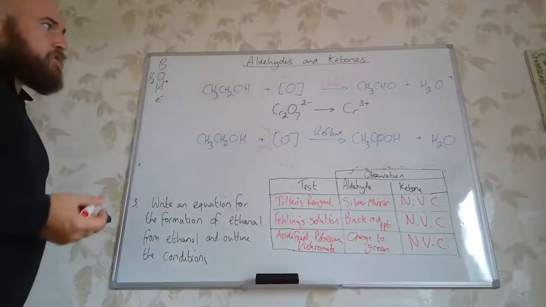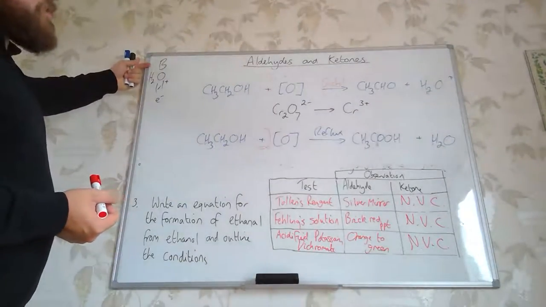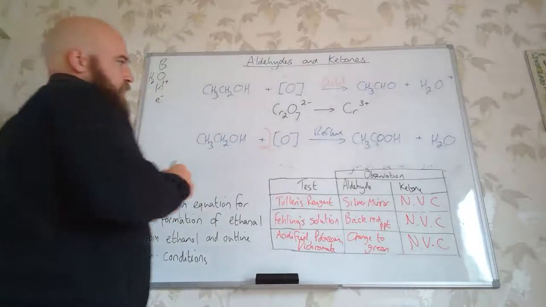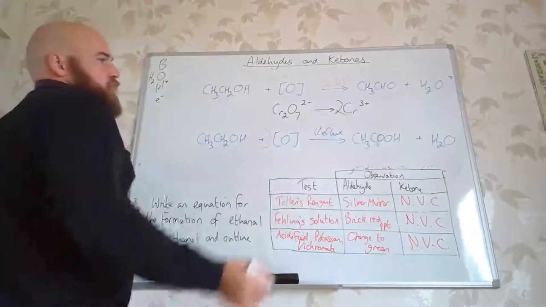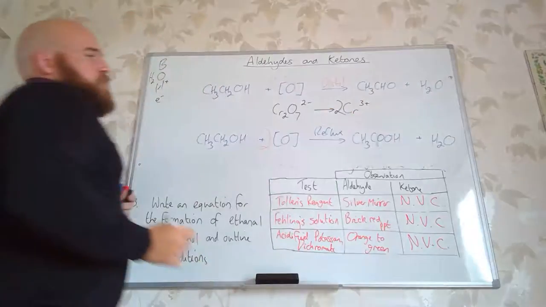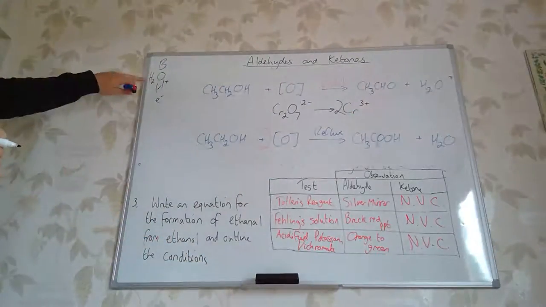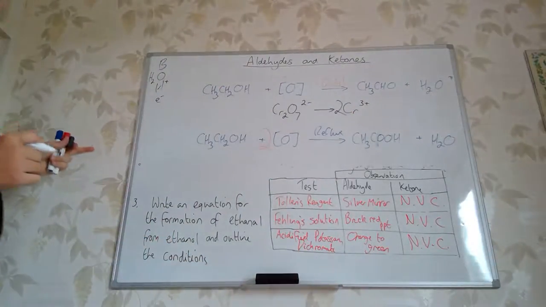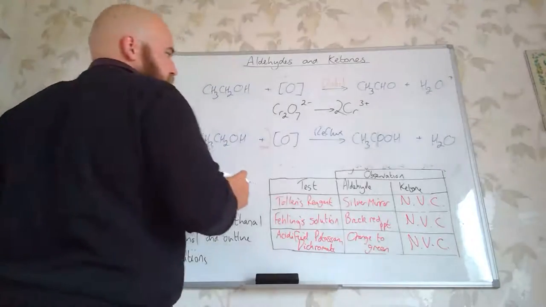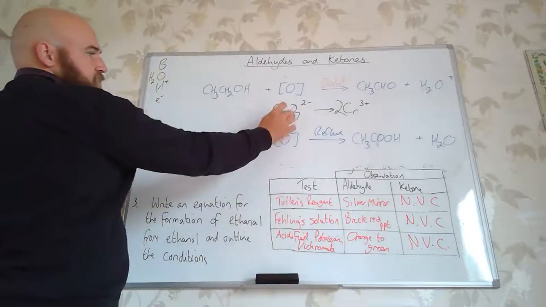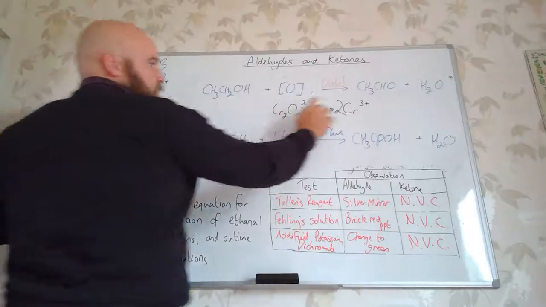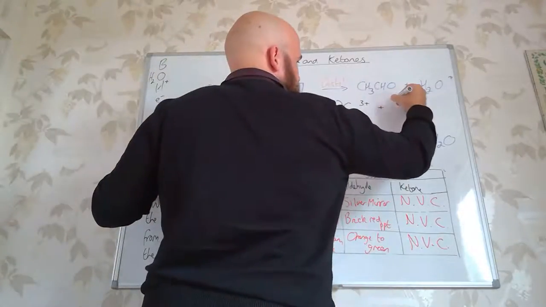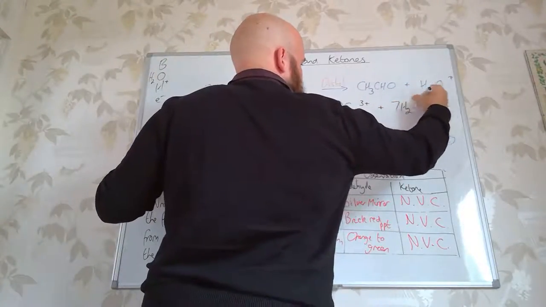So, applying the BOHE rule, technically, B: balance all the atoms which are not oxygen and hydrogen. So that means I'm going to need a 2 there. Add H2O to balance the oxygens. All right. So I've got 7 oxygens on the left. I've got none on the right. So I'm going to need 7 H2Os.